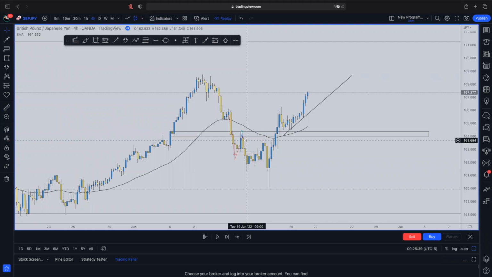So the three things: emotions, conflictions. That's one, patience, and when to look at each time frame.